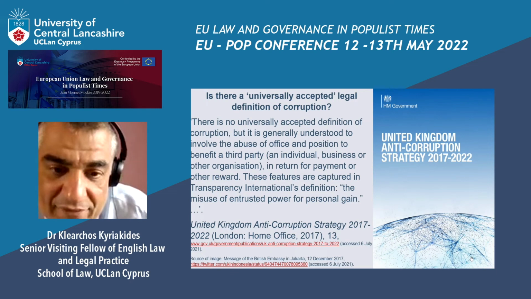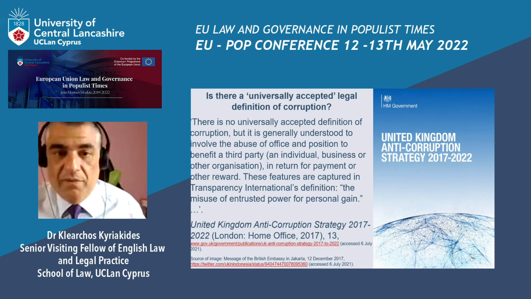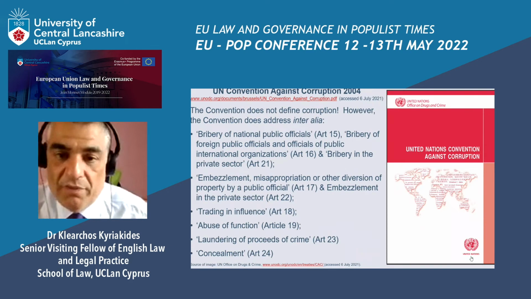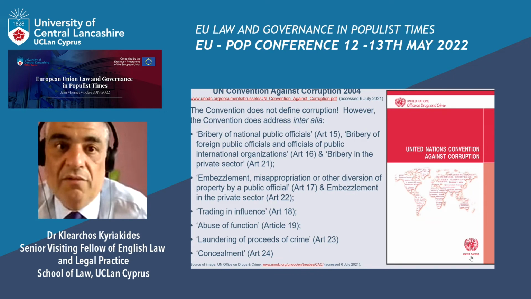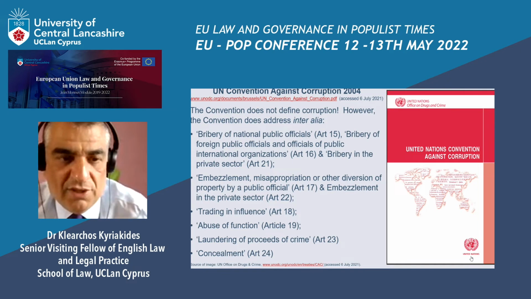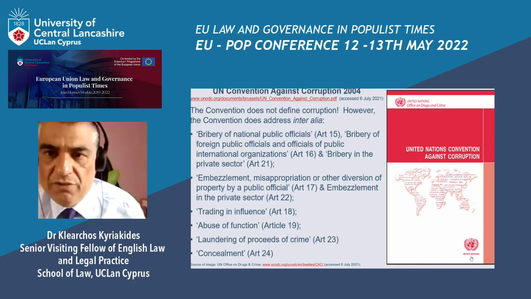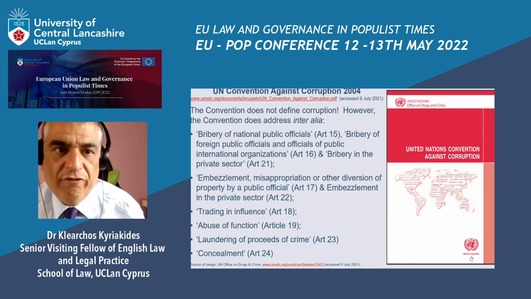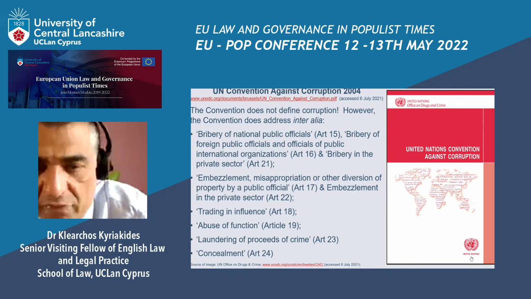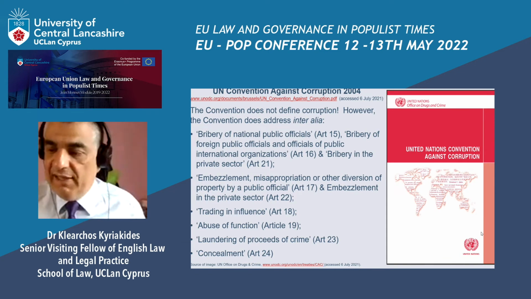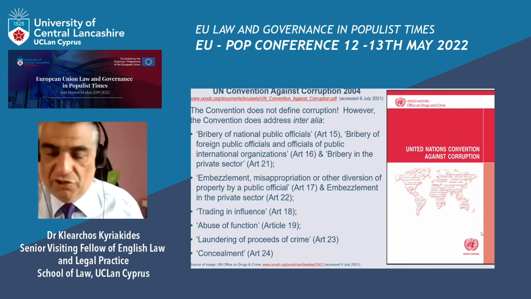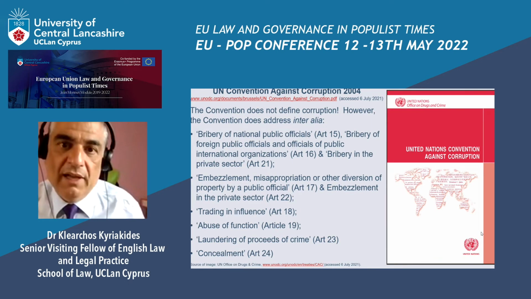Now, what does this have to do with international law? Well, there is an international law instrument that deals with corruption. It's the UN Convention Against Corruption. It was originally adopted in 2003. The version that's on the screen was published in 2004. And astonishingly enough, the convention does not define corruption. So there's no expressly agreed international definition of corruption in the UN Convention Against Corruption.